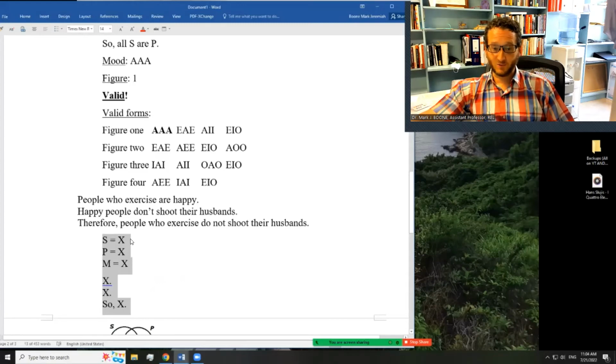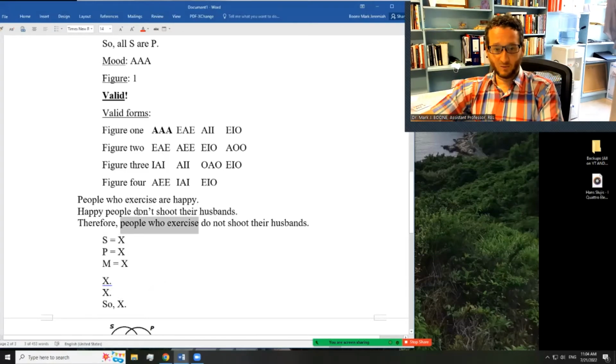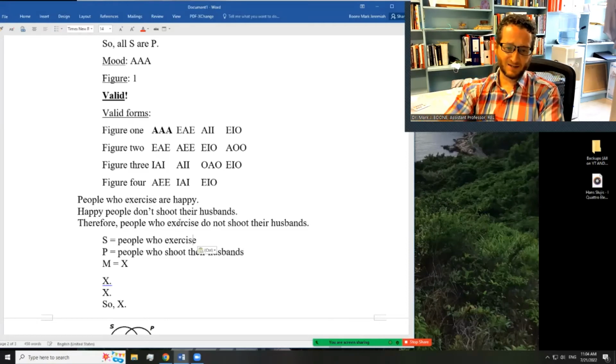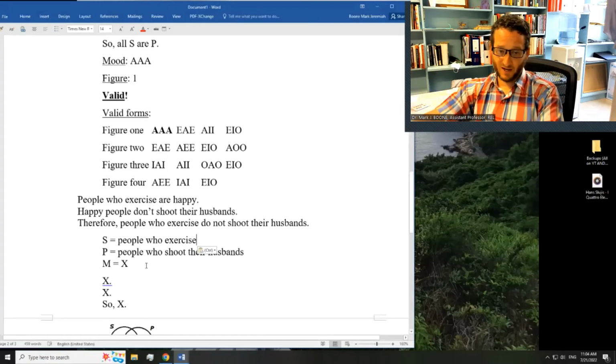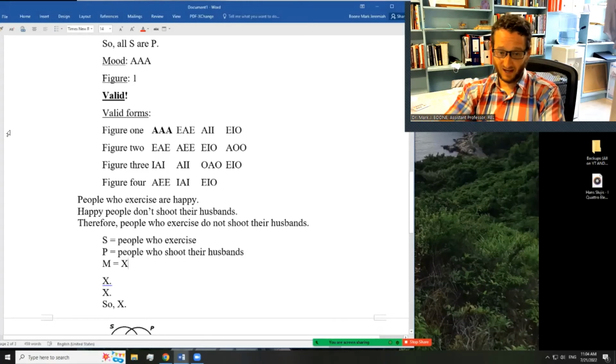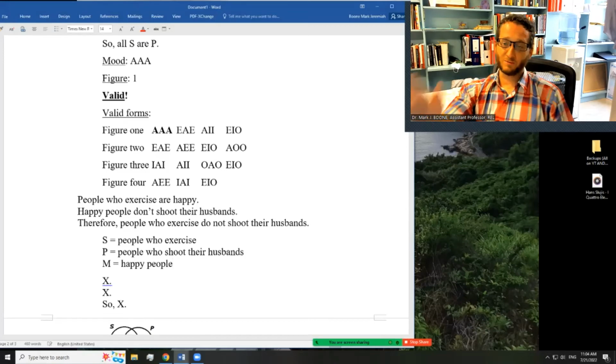Using the strategies we've learned, we want to use S for the minor term of this argument, which is people who exercise. P is what we want to use for the major term, people who shoot their husbands. And happy people is M. M we want to use for the middle term, which is happy people.